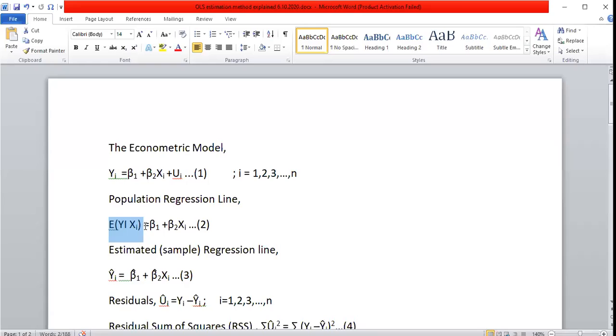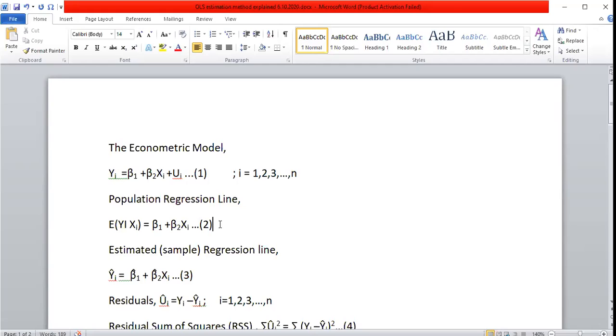So what is this? Expected value. So how do you explain beta 1? Professor, do we say, for example, if x equals 0, then the intercept is the expected value of y at that value? Exactly. When x equals 0, you already said x equals 0. If x equals 0, conditional mean of y equals what? Beta 1.